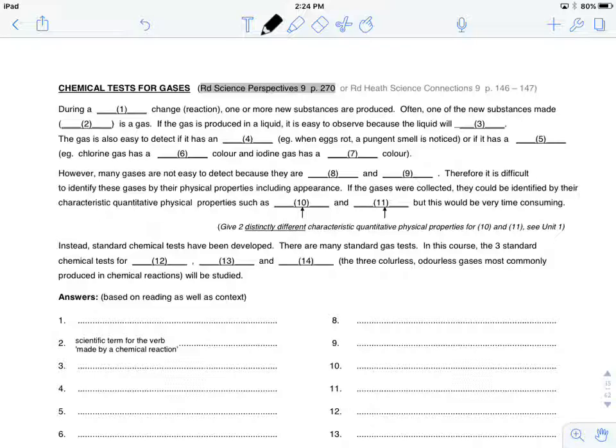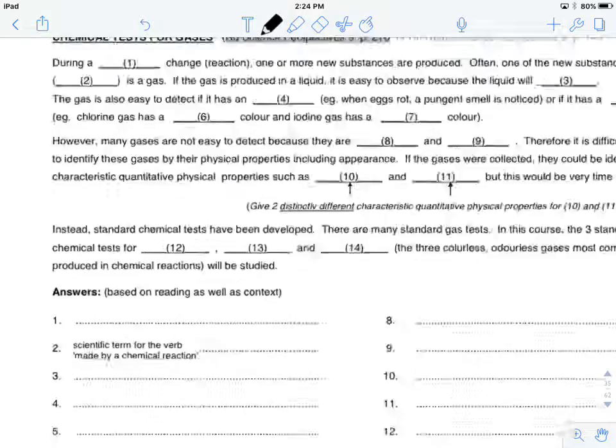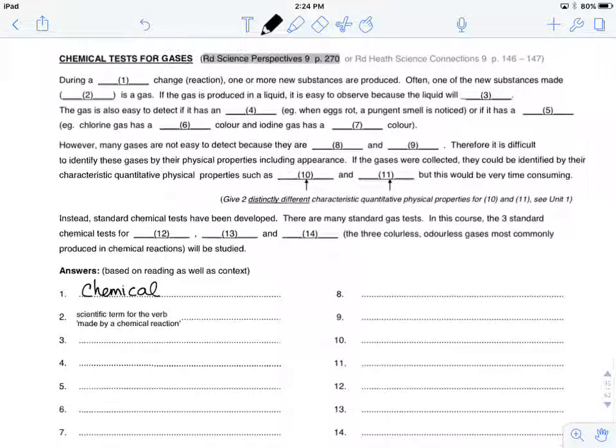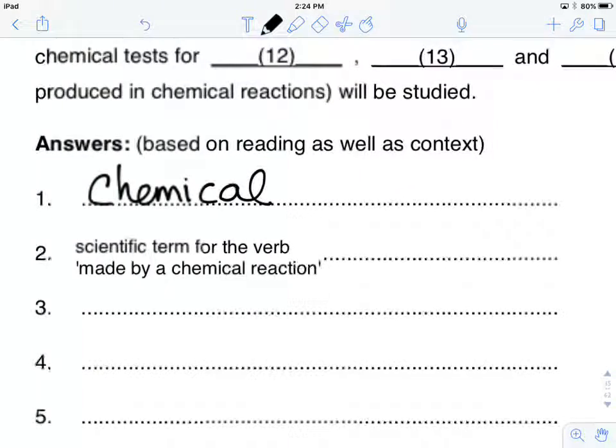So here we go. During a chemical change or a chemical reaction, one or more new substances are produced. Often one of the new substances made, or what's the scientific term for the verb made by a chemical reaction? Produced, yeah. Is that what you were going to say? No, but that's close, yeah.